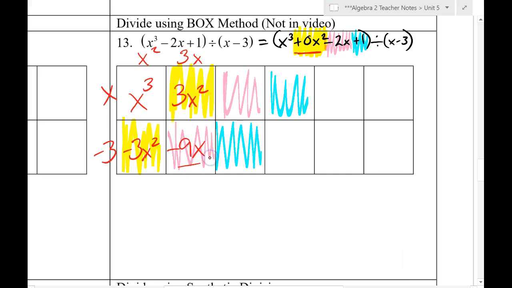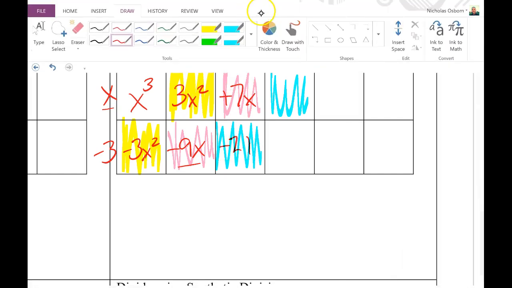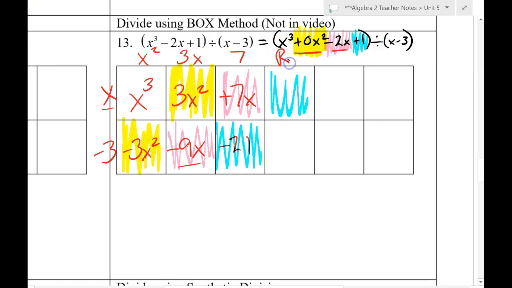And then what plus negative 9x equals negative 2x over here? Well, that would be positive 7x. And then what times x equals 7x? Well, 7. And then the bottom here, 7 times negative 3, negative 21. And remember that last term happened to be a constant, so that means my last number is going to be a remainder. Now, what do I have to add to negative 21 to make it equal plus 1? Well, I'd have to add 22.